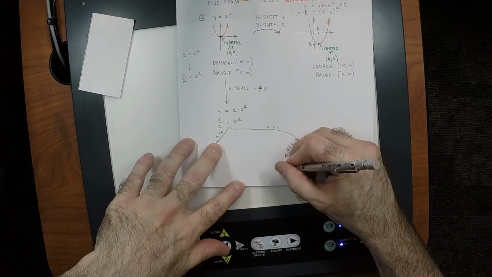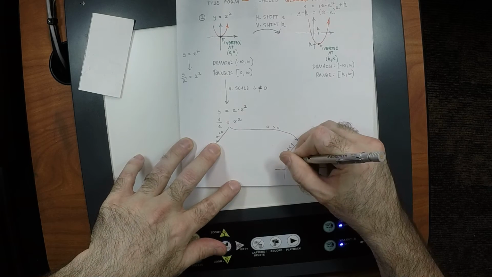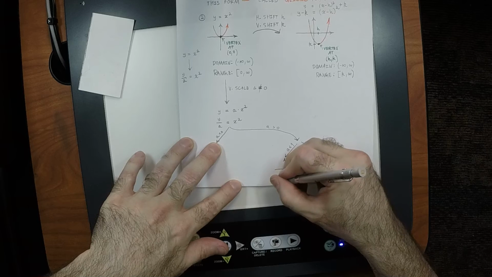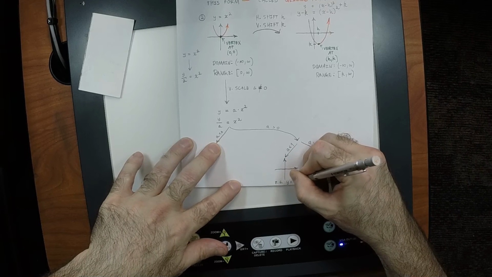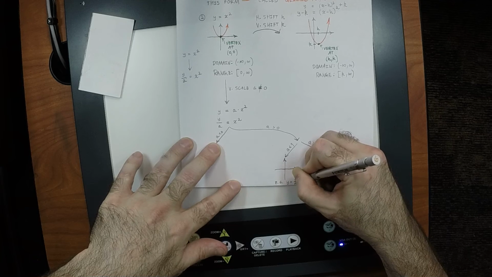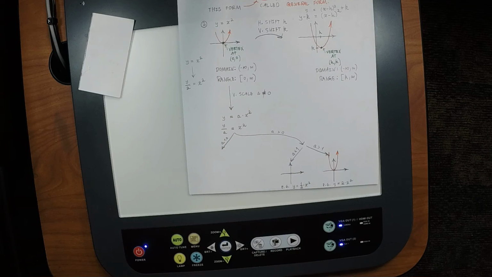But if instead of making a vertical scale of 2, we make a vertical scale of half, say, then it's still going to be a parabola, but it's going to be squished down. So it's going to be a parabola, but it's going to be shallow.